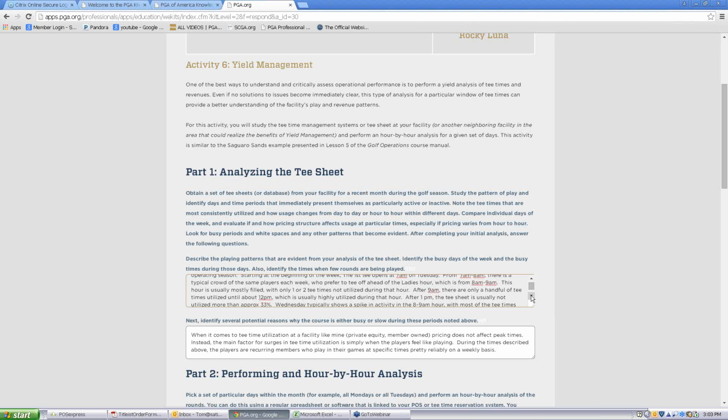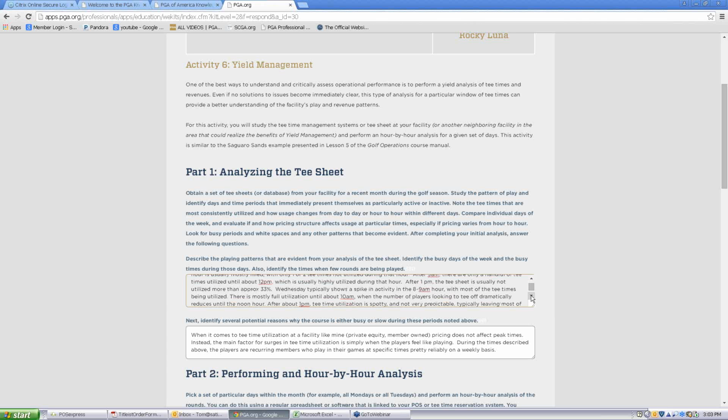From 8 to 9, the ladies fill the tee sheet. After 9, there are a handful of tee times utilized till about noon, which is usually highly utilized during those hours, so they're busy from 9 to noon. After 1, the tee sheet is not utilized more than about 33%.